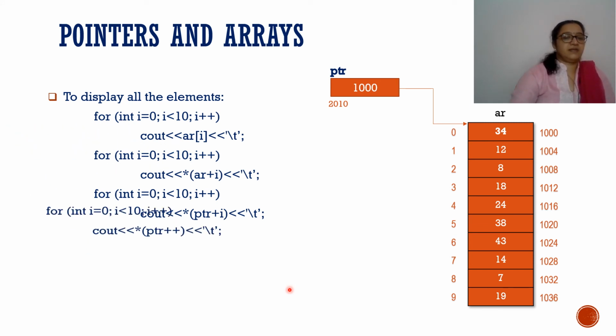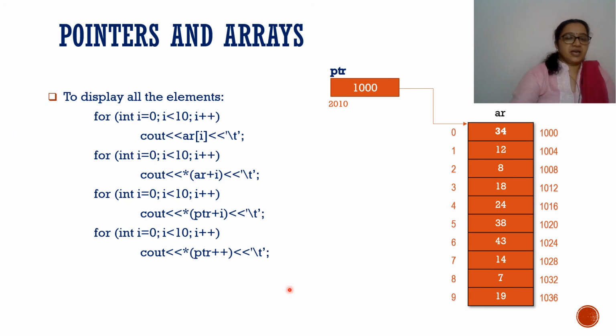Just see. Is it possible to print? int i = 0; i < 10; i++, 10 times. Then see, cout, *, then in the bracket PTR++. PTR++ means PTR = PTR + 1. So is it possible to increment the value of PTR? Yes, it is possible. We already studied in the last video.